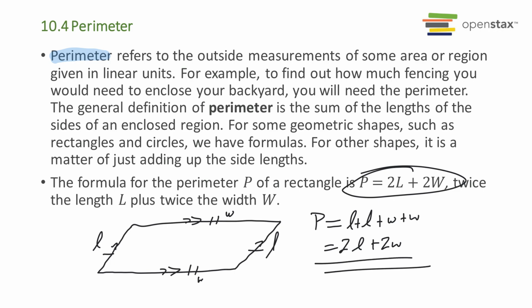Now, if you're a square, then your perimeter is just 4 times the side length, which you can call L, or 4 times W, and that's because L is equal to W in a square. So it doesn't matter for a square, it's just 4 times the number of sides, they're all the same.